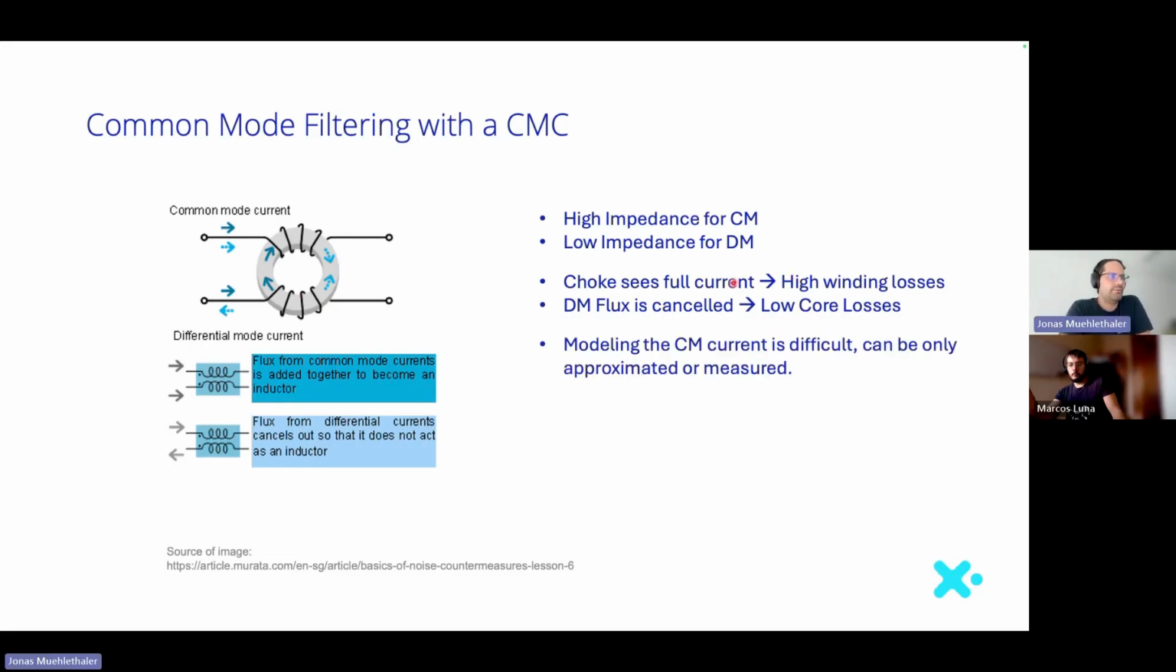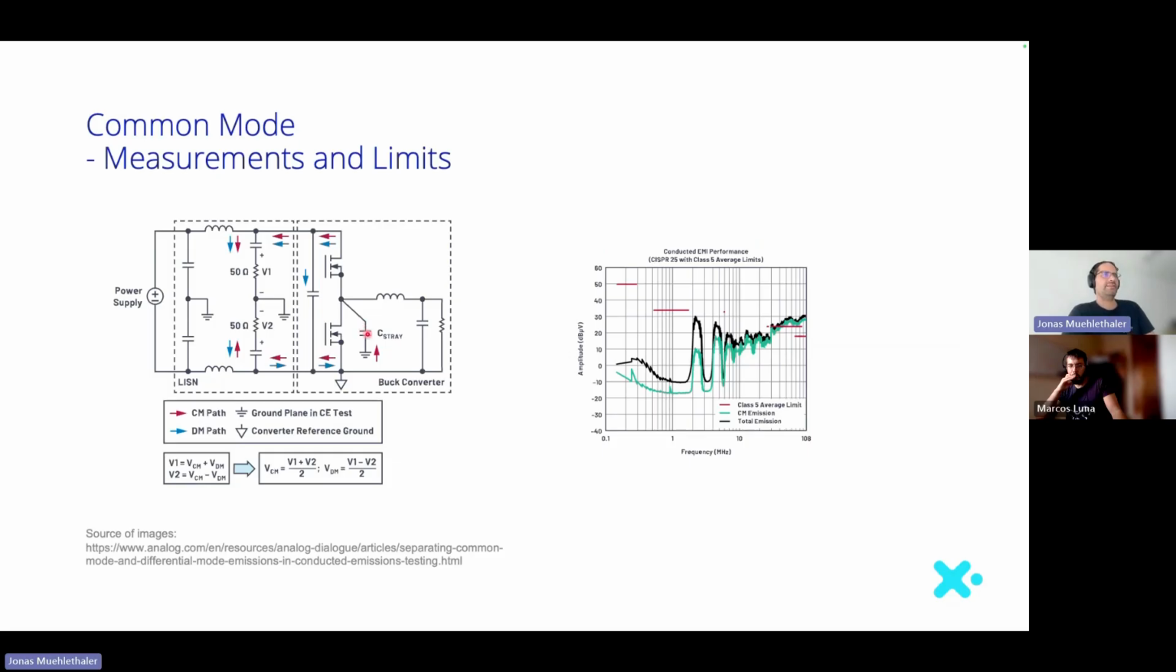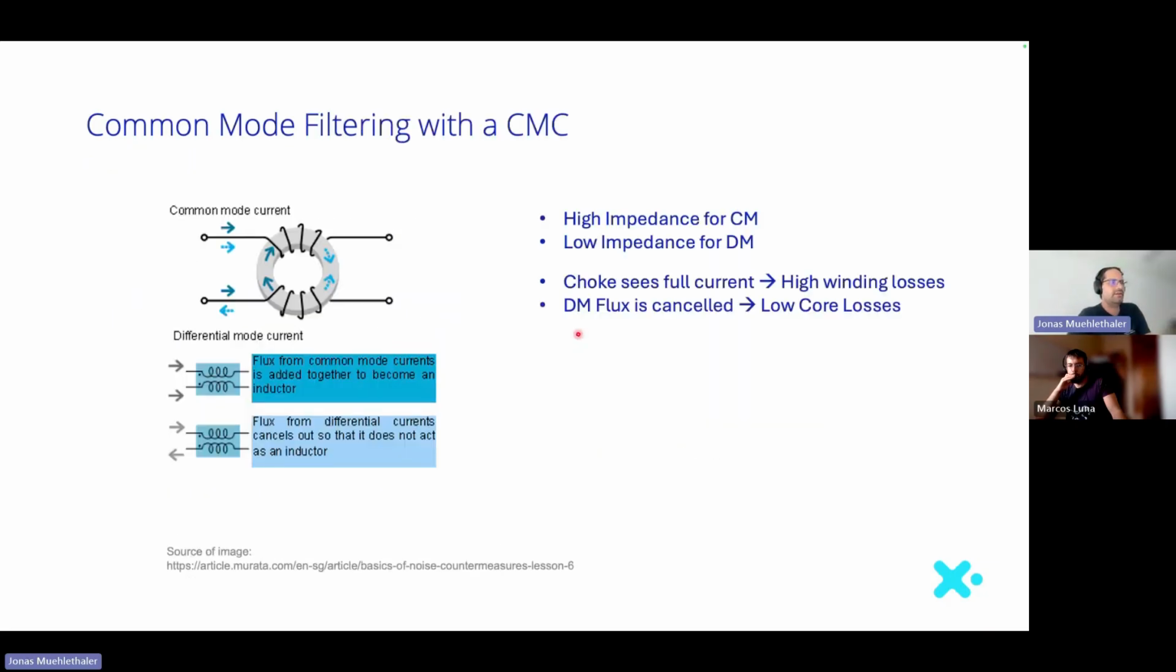And modeling the common mode current is difficult, especially if you have no prototype built yet. The reason is, if I go back, you usually don't know these stray capacitances. It's heavily dependent on your PCB layout, on many things that are difficult to model. So it's very difficult to model this current. Usually it's measured, or it can be approximated by some rules of thumb.